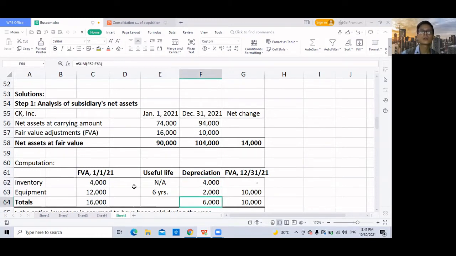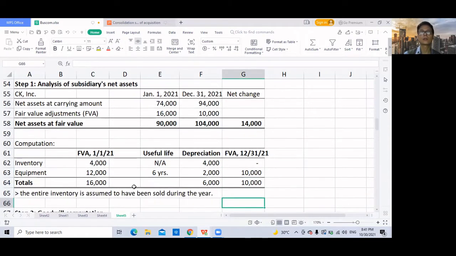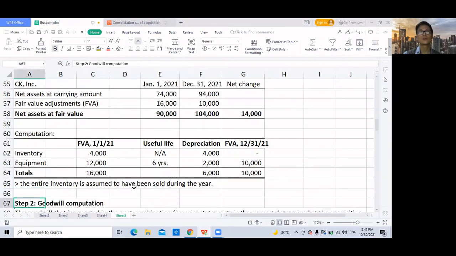And then yung equipment niya, so we have the information a while ago, it was said that 6 years. So simply divide 12,000 by 6 years. So that's 2,000 yung depreciation. So yung carrying amount ng equipment niya magiging 10,000 na lang, because 12 less 2 was 10,000. So meron siyang 10,000 fair value. And then the entire inventory is assumed to be sold during the year.